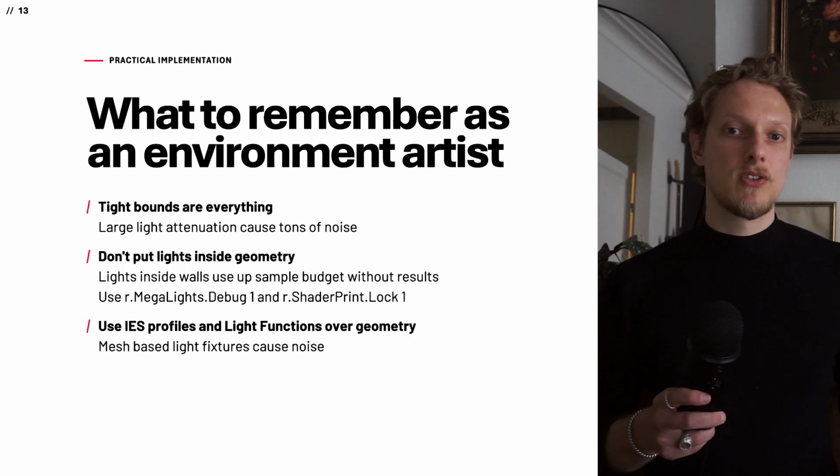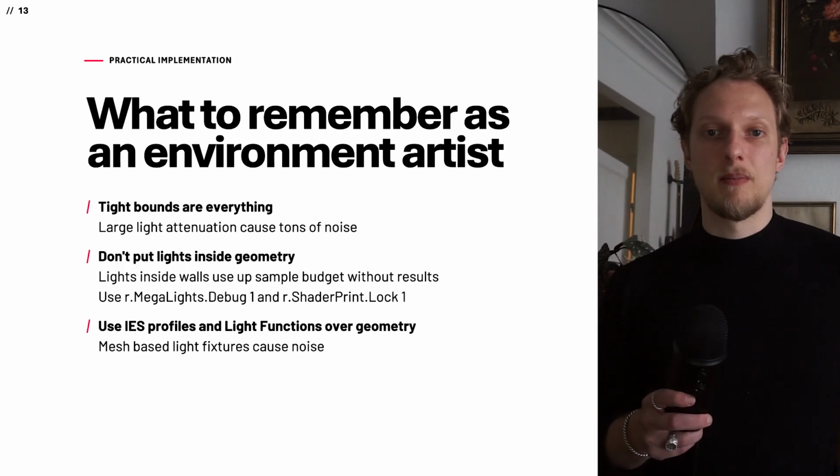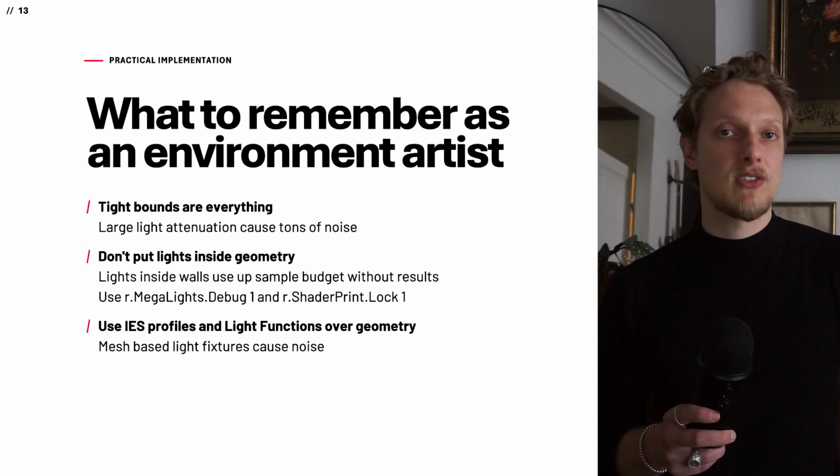Another very important tip is to just use IES profiles where you can, or light functions instead of light fixtures. Light functions are evaluated cheaply during the sampling pass and can create complex emission patterns if you need them. You should just use a light function to shape your light wherever possible, as this can prevent quite a bit of noise.